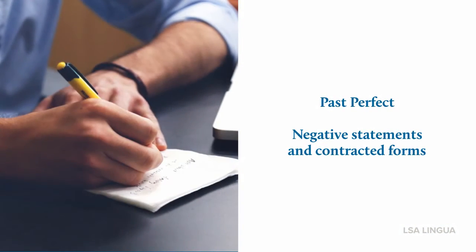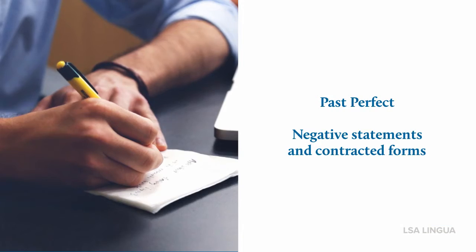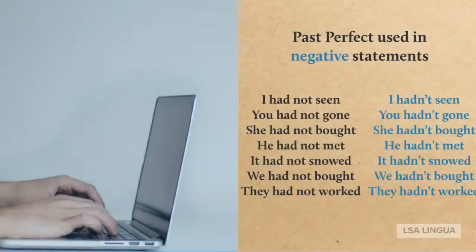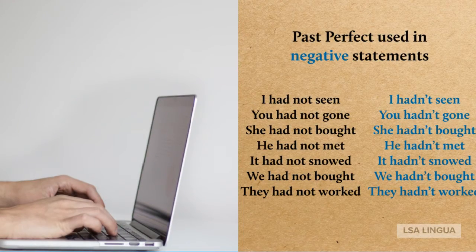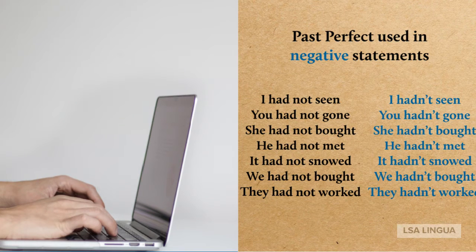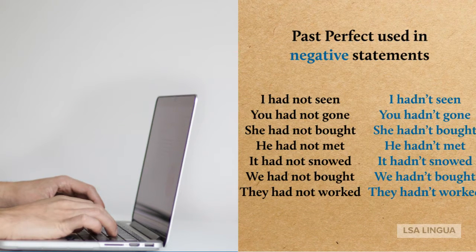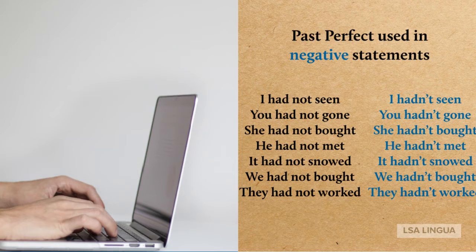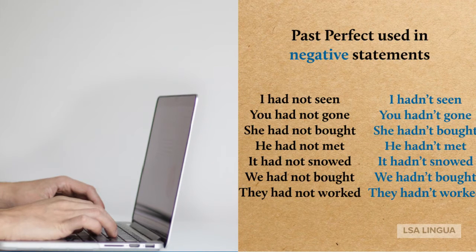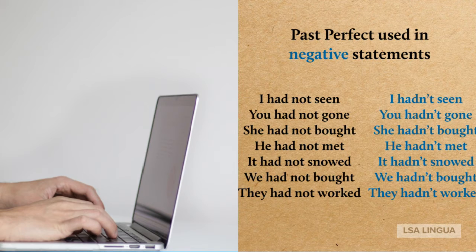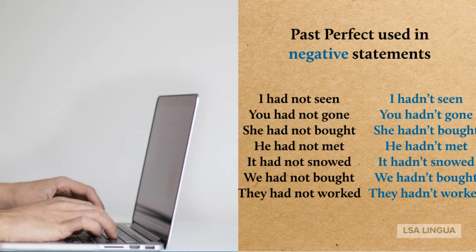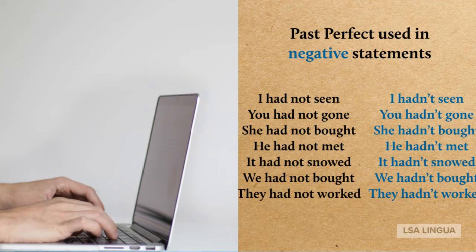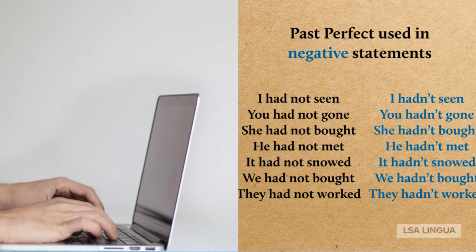The past perfect used in negative statements. I'd not seen. I hadn't seen. You had not gone. You hadn't gone. She had not bought. She hadn't bought. He had not met. He hadn't met. It had not snowed. It hadn't snowed. We had not bought. We hadn't bought. They had not worked. They hadn't worked.